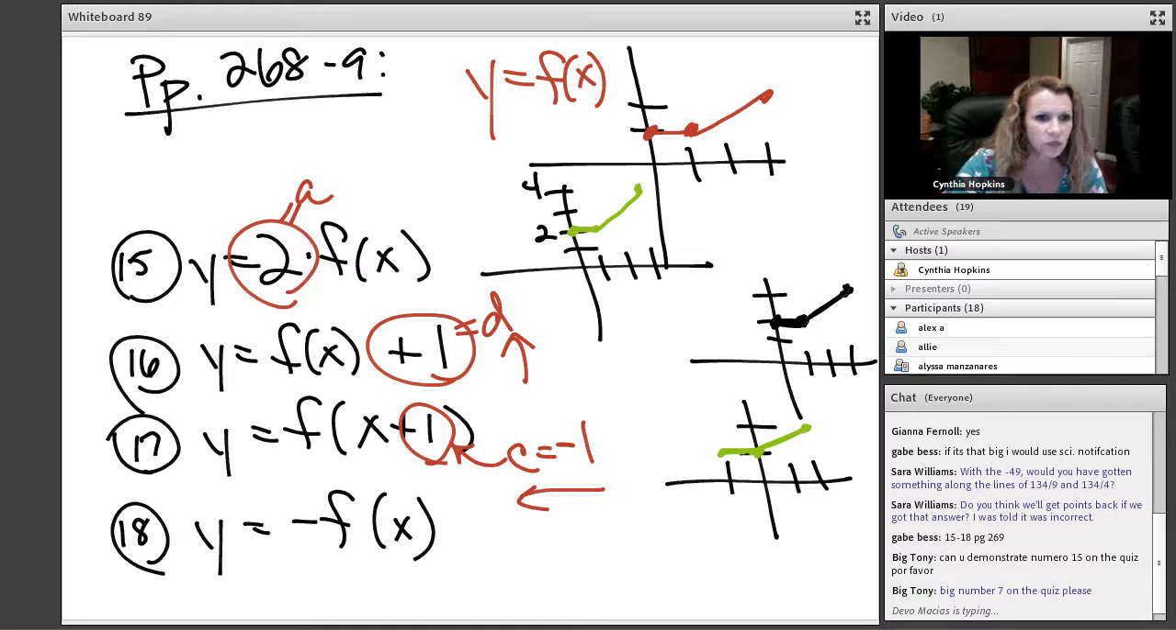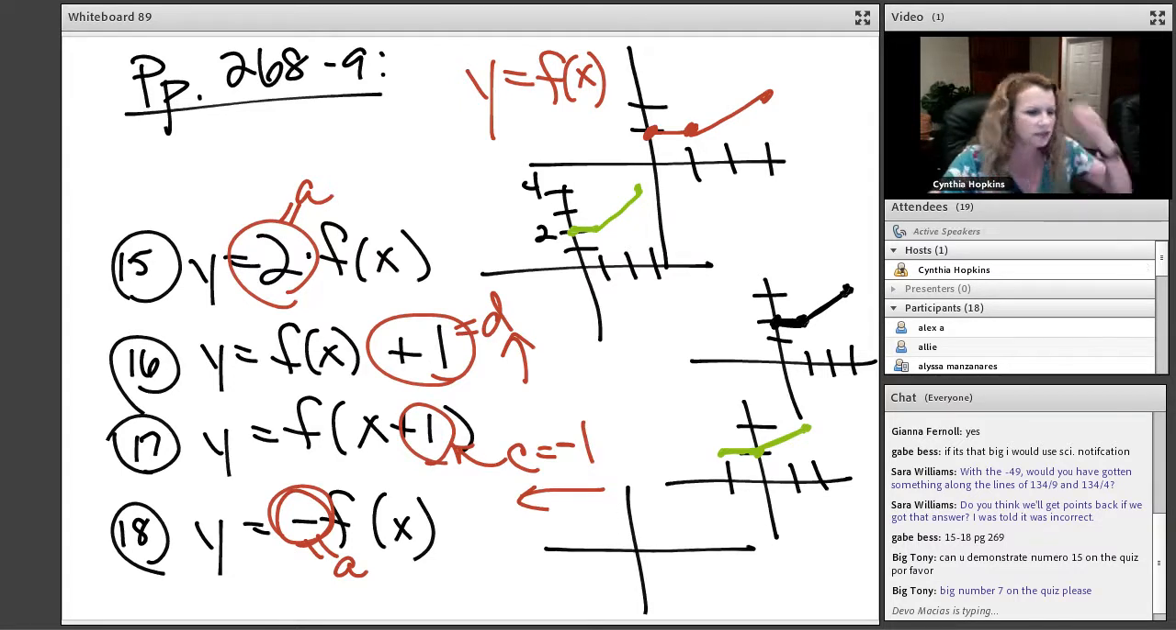Okay, last one. This negative in front of the f of x is also an A, just like we started with number 15. What it does, and you guys saw this on your quiz, and quite a few of you messed up, is it takes your original graph and it reflects it over the x-axis. But you actually don't even need to know that it does that.